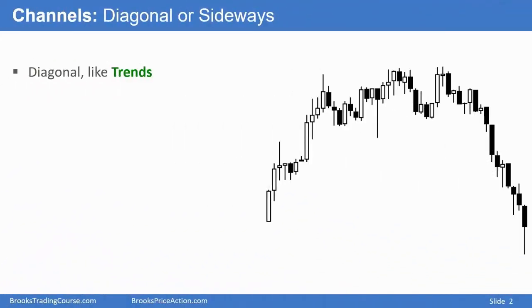A channel is simply an area of the chart that can be contained between two lines, and that includes a trading range. A trading range is simply a horizontal channel. You can draw a line across the top and a line across the bottom. And in this video, I'm going to be talking about channels that are in trends, like a bull trend or a bear trend.